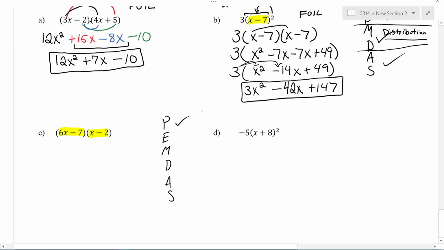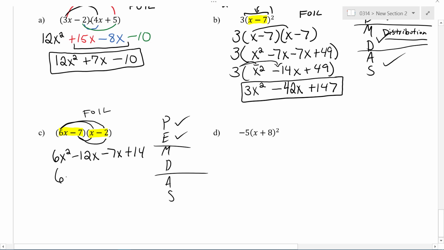So we considered it. Are there any exponents? No. So we'll move on to multiplication and division. So we are multiplying here, and we know that when we have a 2-term thing multiplied times another 2-term thing, we're going to use FOIL. First times the first, 6x times x is 6x squared. Outer times the outer, 6x times the negative 2, I get a negative 12x. Inner times the inner, negative 7 times x gives me negative 7x. Last times the last, negative 7 times the negative 2 gives me a positive 14.